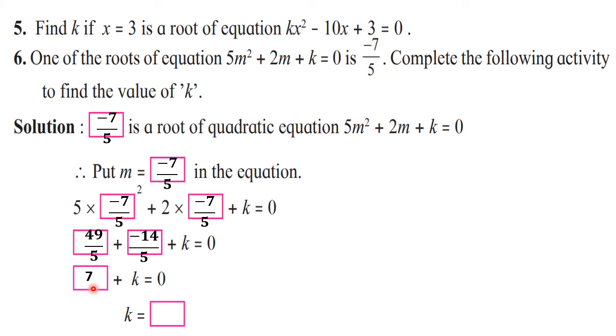So directly we have to write down the answer as 7. And then this 7 is shifted to the right hand side. And therefore the value of k is minus 7. So this way you have to solve the question. The same question here, fifth one, you can solve by using similar steps. Got it? Now let's go ahead.